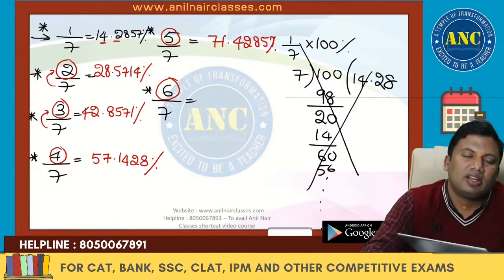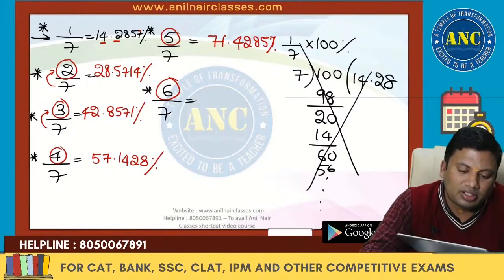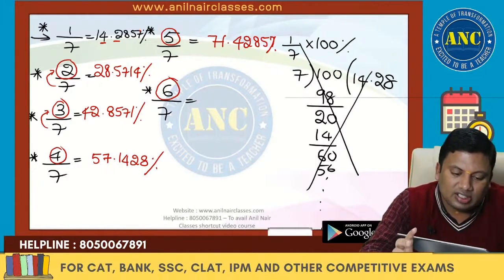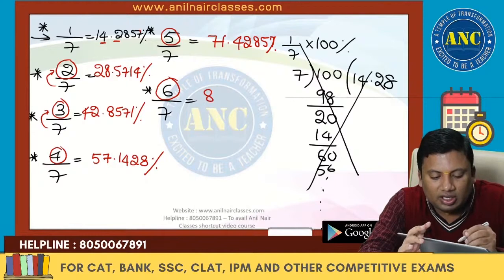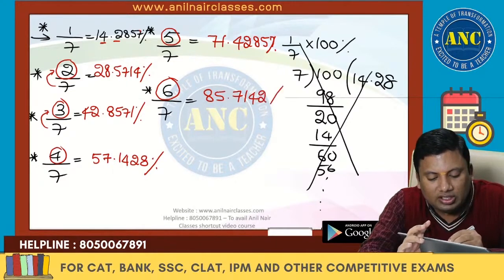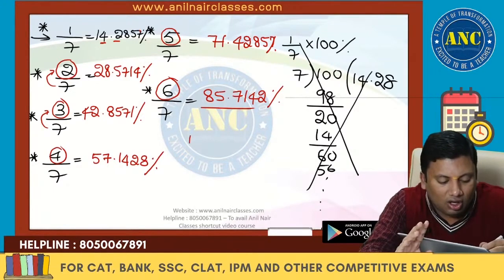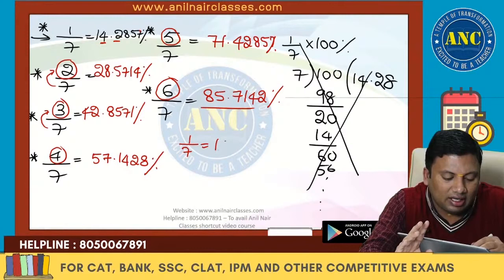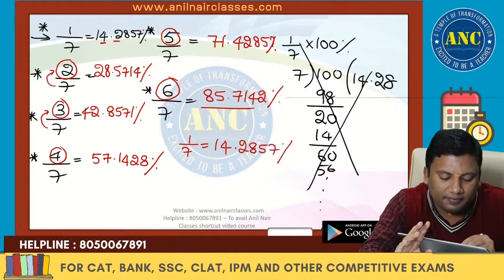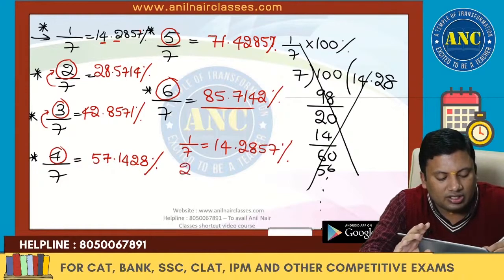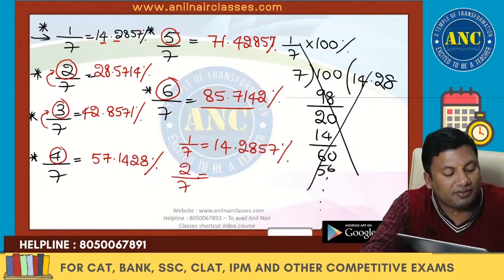6 by 7. Take the numerator 6. Multiply by 10. 6 tens are 60. 7 goes how many times? 8 times. 85.7142. I hope the logic is clear. All you have to do is find the 1 by 7 value, and the same digits are repeated. Again, I am saying it for the second time.